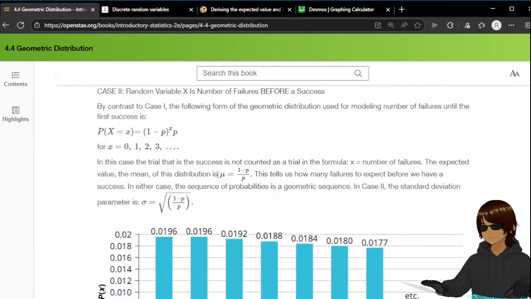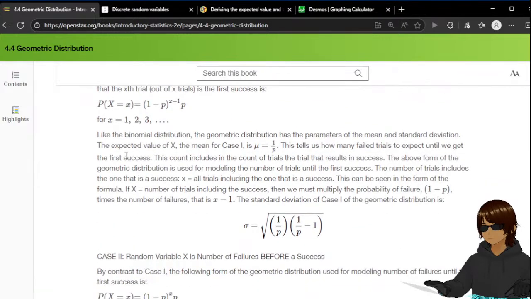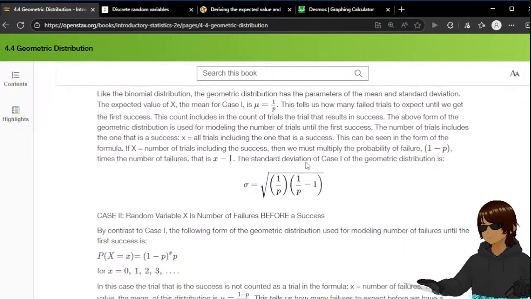Yeah, the expected value, the mean of this distribution, is 1 over p. This tells us how many tries to expect until we get the first success. This count includes the trials that result in success. The above form of the geometric distribution is used for modeling the number of trials until the first success. The number of trials includes the one that is a success. Okay.